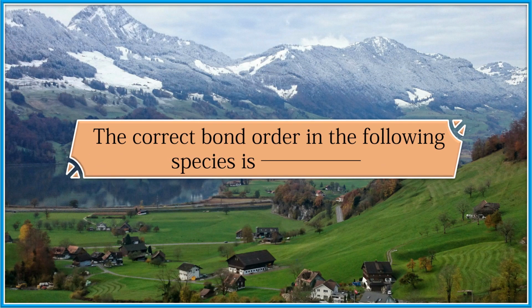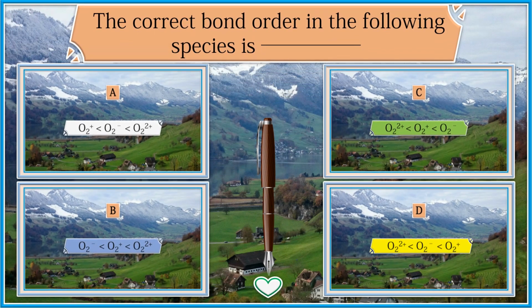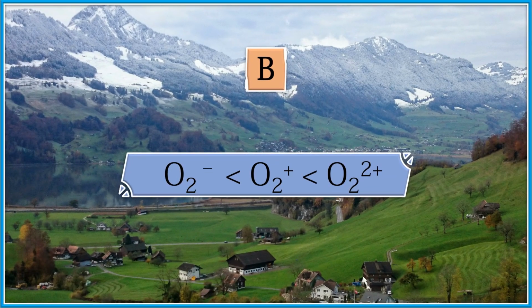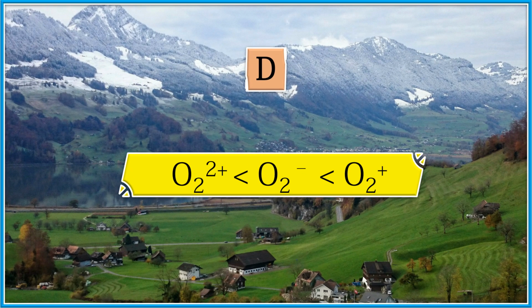The correct bond order in the following species is: O2+ less than O2- less than O2 2+; O2- less than O2+ less than O2 2+; O2 2+ less than O2+ less than O2-; O2 2+ less than O2- less than O2+.